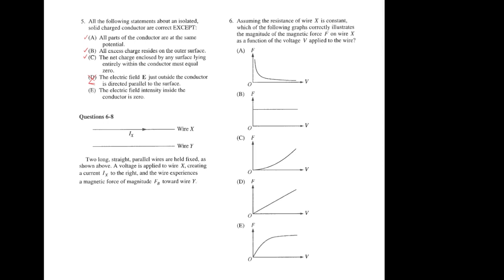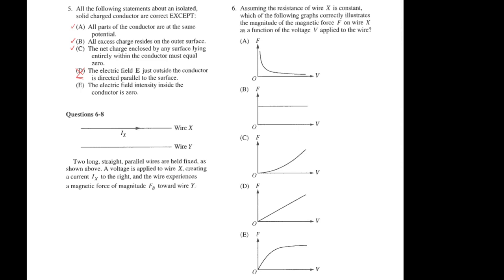Yes? Assuming the resistance of wire X is, so I have to go look at that picture. Okay. 2 long, straight, parallel wires are held fixed, as shown above. A voltage is applied to wire X, creating a current IX to the right, with the wire experiencing a magnetic force, FB, toward Y. So it's experiencing a force this way. That tells me right away that these must be like currents, because that's what would be an attractive force between the wires.